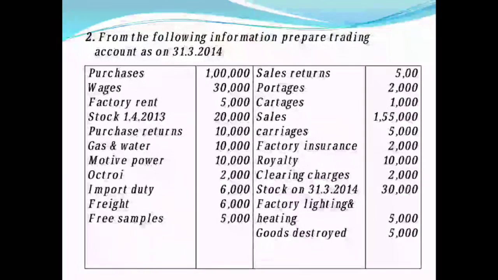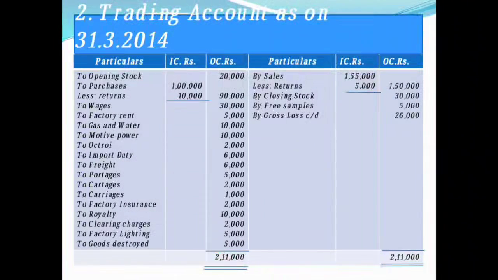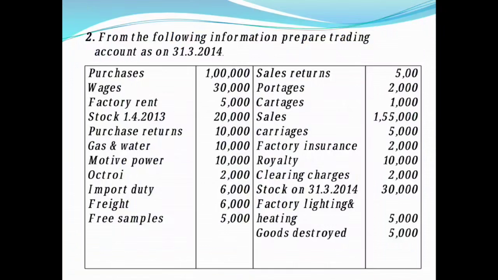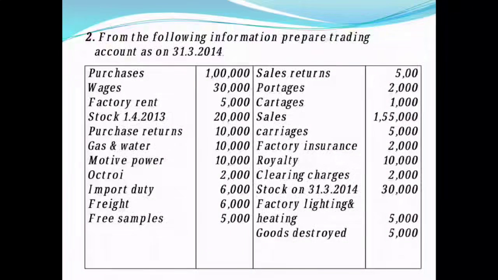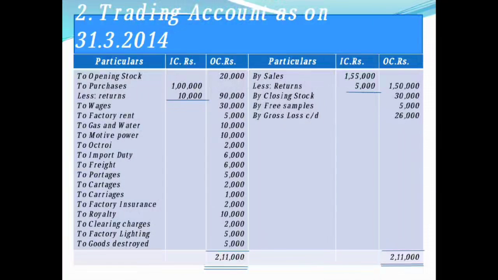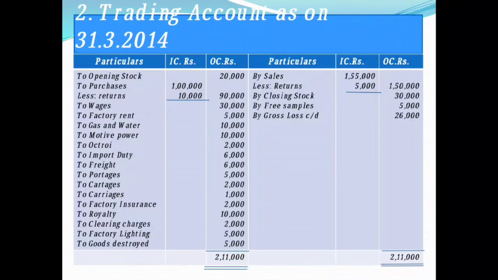We'll see the second problem here. From the following information, prepare trading account as on 31/3/2014. First they have given purchases rupees 1000, which you have to record on the trading account debit side. Second entry you have to purchases rupees 1 lakh. The next you have wages rupees 30,000, so to wages rupees 30,000. The next you have factory rent rupees 5,000, an expense, again debit side to factory rent rupees 5,000. The next you have stock on 1/4/2013 20,000, meaning opening stock, so you have to record debit side to opening stock rupees 20,000.